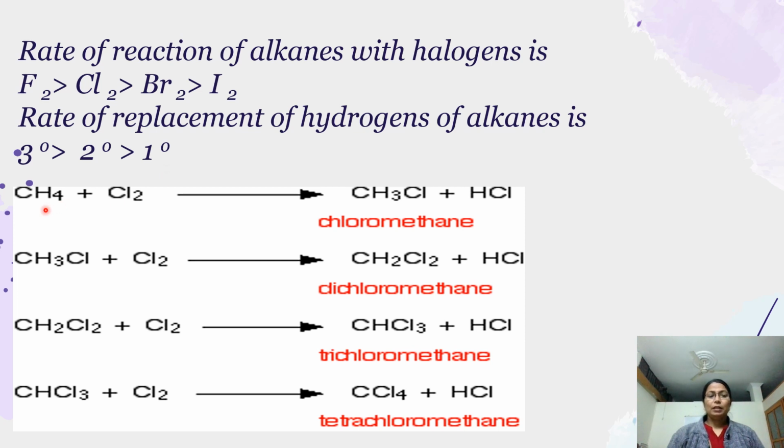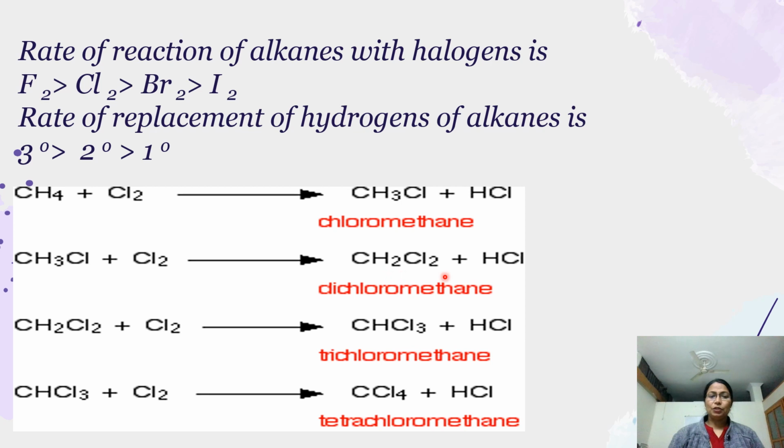Now let us study the halogenation in case of methane. CH4 is methane; when it is chlorinated with Cl2 in presence of h nu, one of the chlorine atoms replaces a hydrogen atom and we get CH3Cl, that is chloromethane, plus HCl. This chloromethane, when again chlorinated in presence of h nu, one of its hydrogen atoms is replaced by chlorine and we get CH2Cl2, dichloromethane, plus HCl.